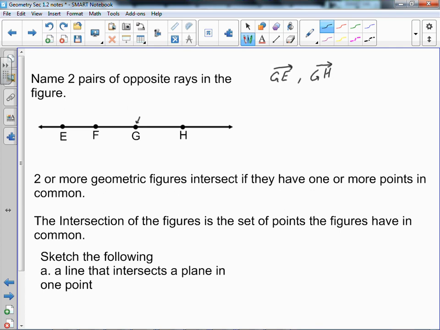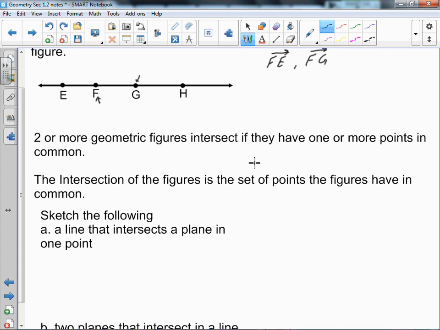Or if we use F this time, F going through E could be one ray, and F going through G or F going through H could be another ray. So one set of opposite rays here, another set of opposite rays here.